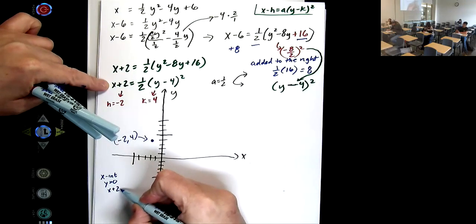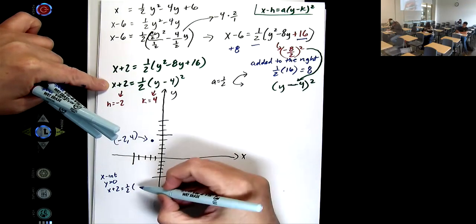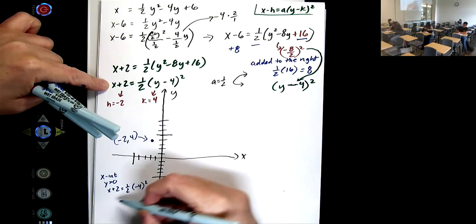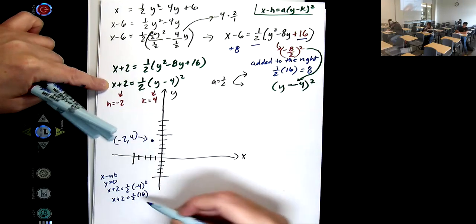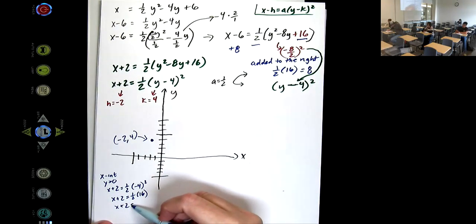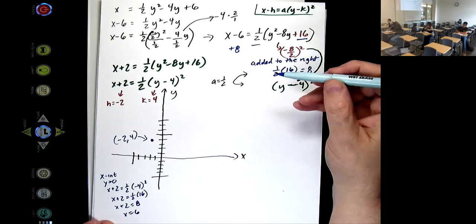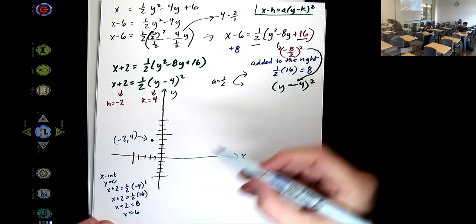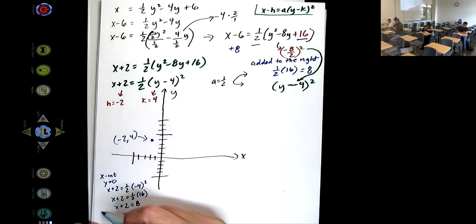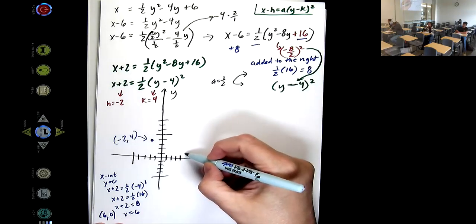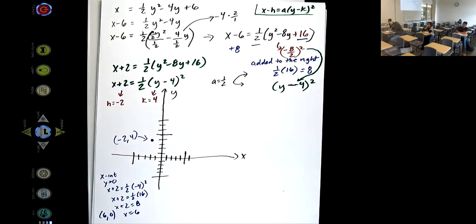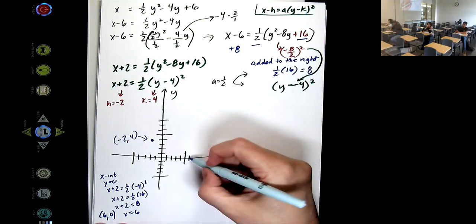X plus 2 equals 1/2 times -4 squared. So x plus 2 equals 1/2 of 16. X plus 2 equals 8. X equals 6. So I have an x-intercept of (6, 0), which means I need to add a point right here. Bam.